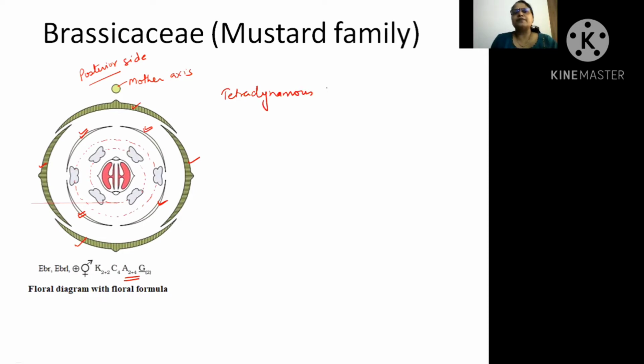Tetradynamous condition. It means suppose this is your thalamus, and this is your ovary, style, stigma. Then your inner four are long. Right now I'm drawing the inner four. These are long stamens, and the outer two will be short. So they are coming in two rings. That is why we say tetradynamous. The outer whorl will be having short and the inner whorl will be having long.